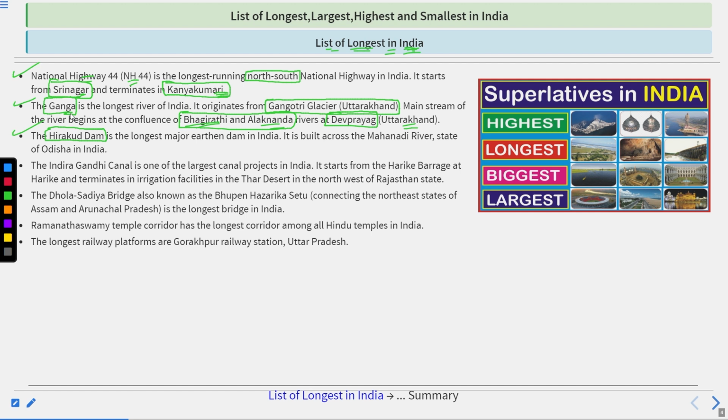Okay, then we have the Hirakud Dam. The Hirakud Dam is the longest major earthen dam in India, which is built across the Mahanadi River in the state of Odisha.